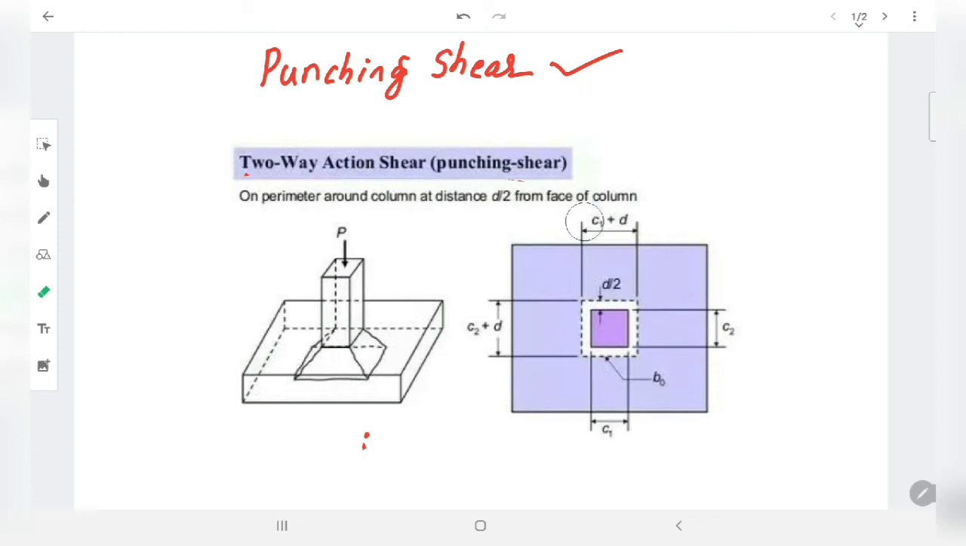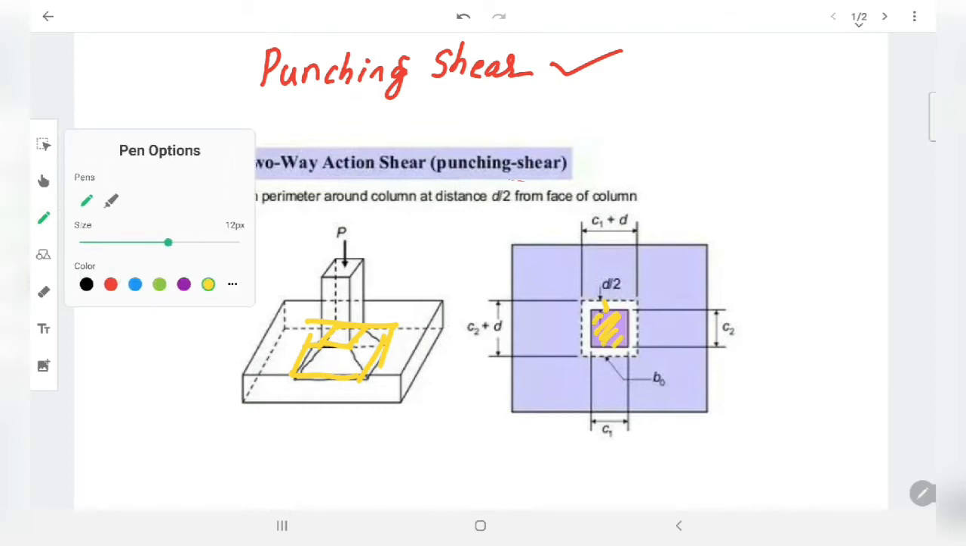Here I'll show where exactly the force will act. Suppose this is the column, the cross section of the column. It will be acting at a distance of d by 2. Here you can see in the figure, this is the column, and the effect of this punching shear will be acting at a distance of d by 2 from either side.